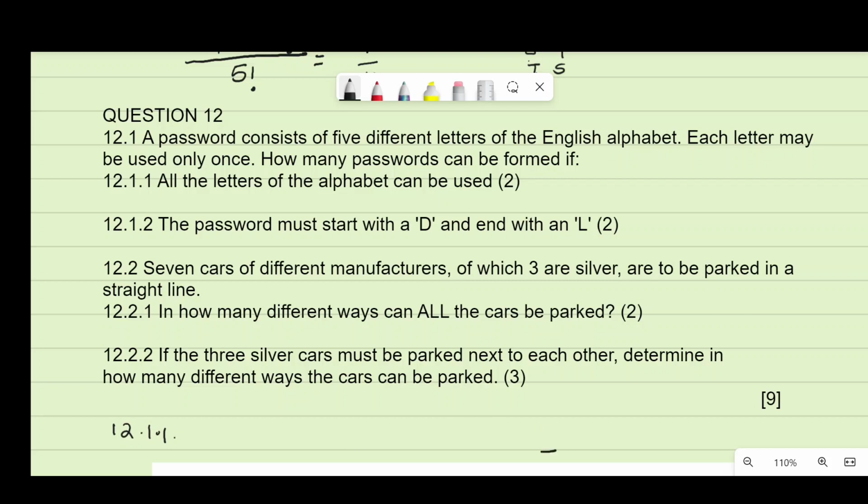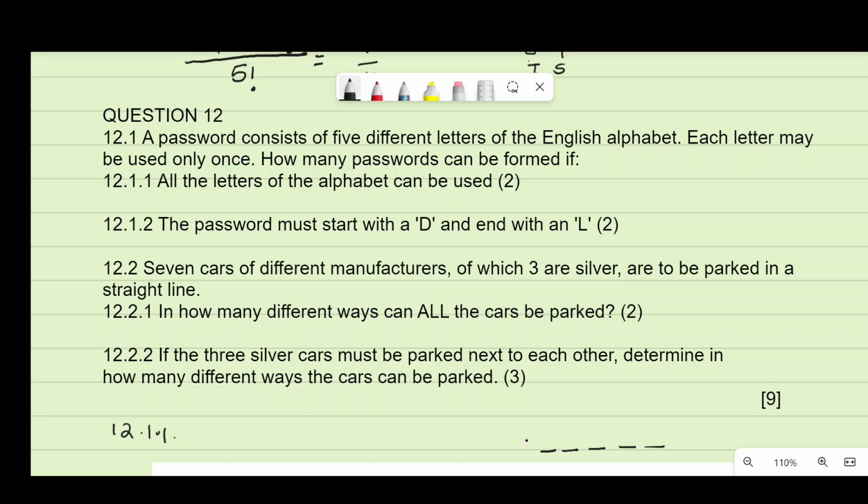Consists of 5 different letters of the English alphabet. So these are the positions. Now it's very easy if you write the positions and think about how you fill in each position. That is an easy way to do counting principles. So in the first position, how many choices do we have here? Each letter may be used only once. That means no repetitions are allowed.